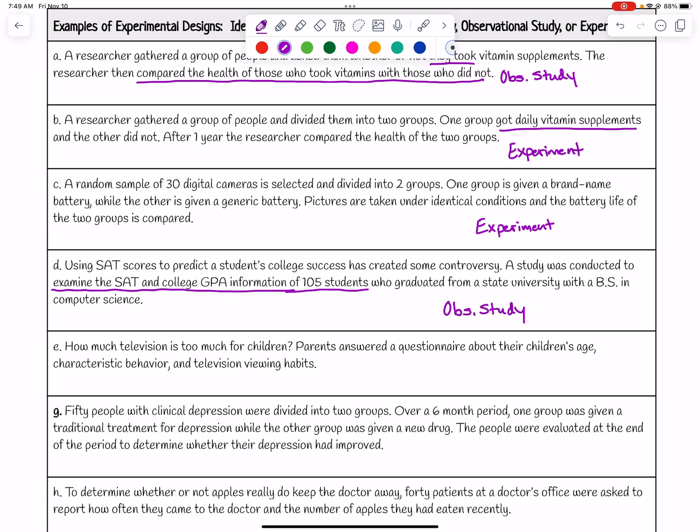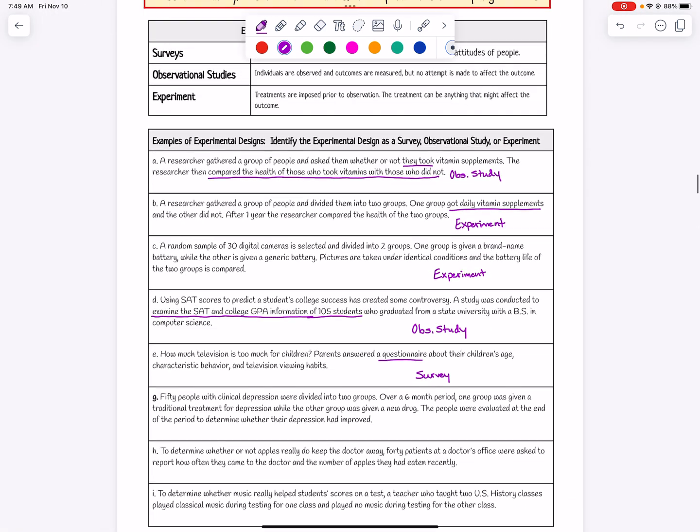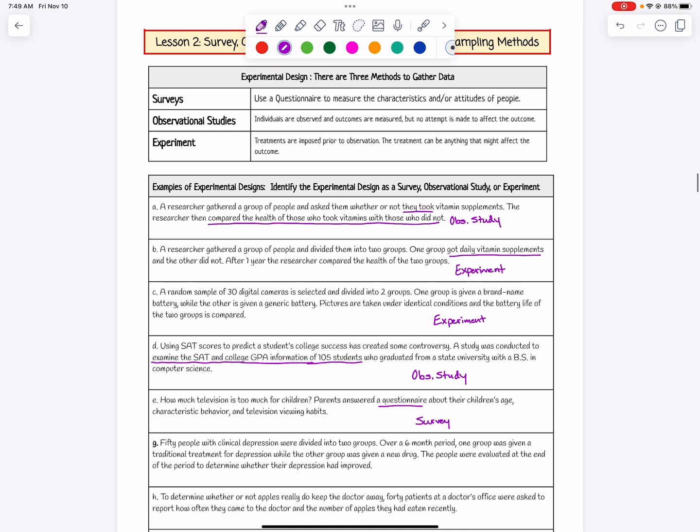E says, how much television is too much for children? Parents answered a questionnaire about their children's age, characteristic behavior, and television viewing habits. So this is a survey. So those are just some examples that help you get started on what's an observational study, experiment, or survey.